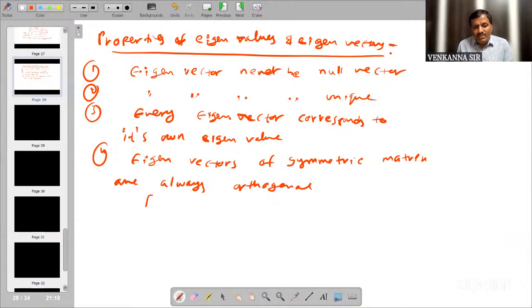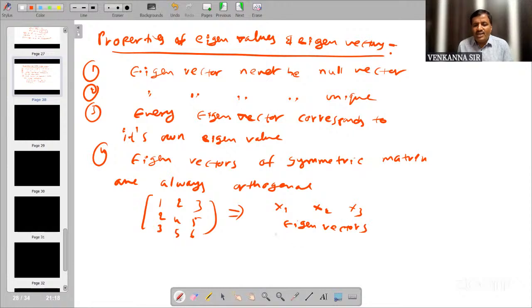If it is a 3 by 3 symmetric matrix, let us take 1, 2, 3, 2, 3, 4, 5, 5, 6. This is a symmetric matrix. How many eigenvalues are available? 3 eigenvalues and corresponding eigenvectors x1, x2, x3. x1, x2, x3 are the eigenvectors corresponding to the eigenvalues lambda 1, lambda 2, lambda 3. You will find 3 eigenvalues lambda 1, lambda 2, lambda 3 for their corresponding eigenvectors.